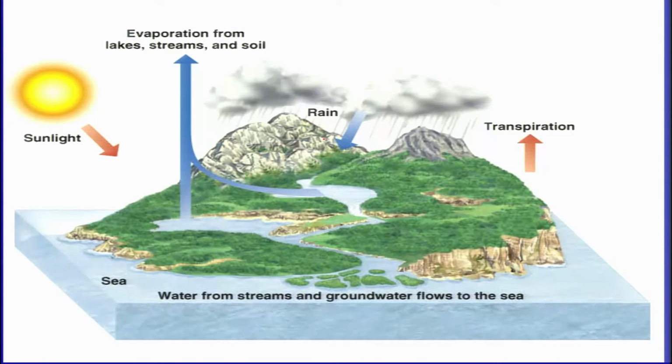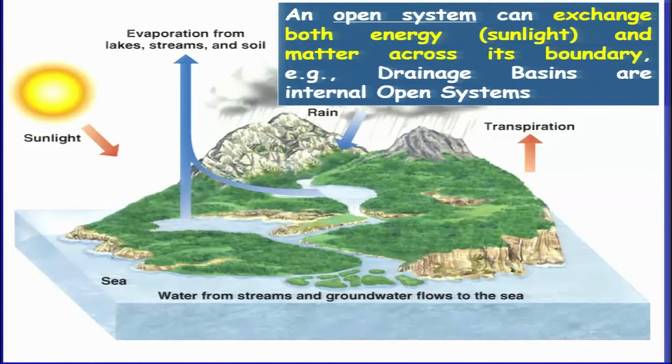So when there is rain, there will be erosion on the surface. It is eroding the material and transporting it from one system to another system. This way, we say it is an open system. Here also there is an exchange. An open system can exchange both energy, that is sunlight, and matter across its boundary.